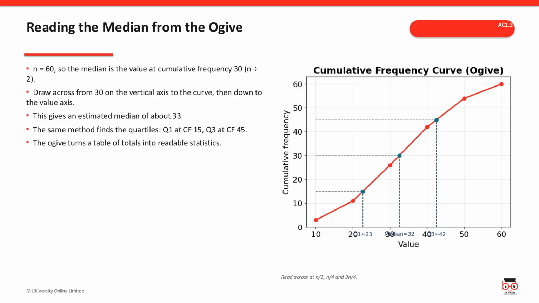The same trick finds the quartiles. Read across at 15 for the lower quartile and 45 for the upper. A table of totals suddenly becomes readable statistics.